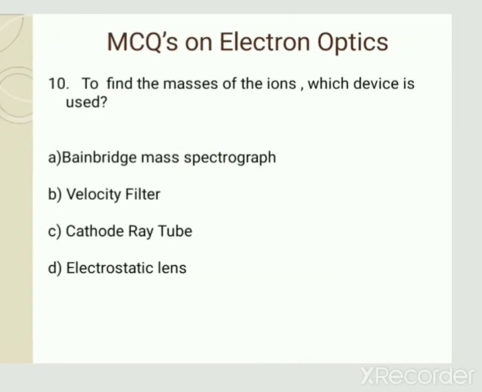The 10th question is to find out the masses of ions. Which device is used? There are so many devices: Weinberg mass spectrograph, velocity filter, cathode ray tube or electrostatic lens. But to find out the masses of ions, the Weinberg mass spectrograph is used. With the help of this Weinberg mass spectrograph, we can find out the masses of the ions, as well as the linear separation between the lines of those ions. So the correct answer is option A.